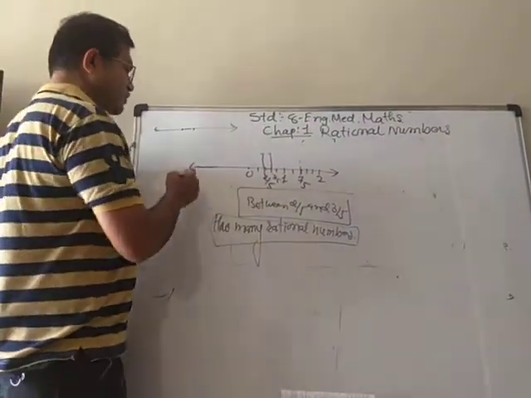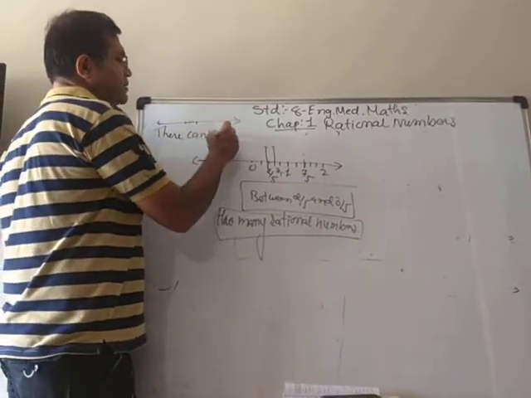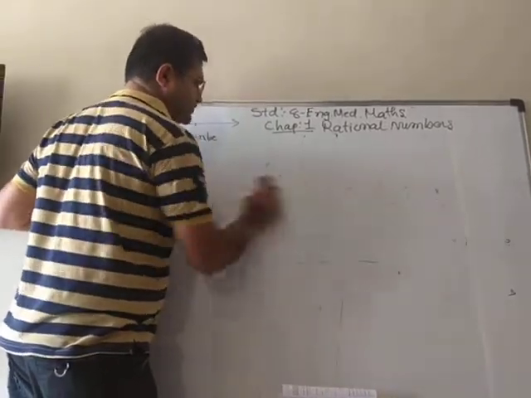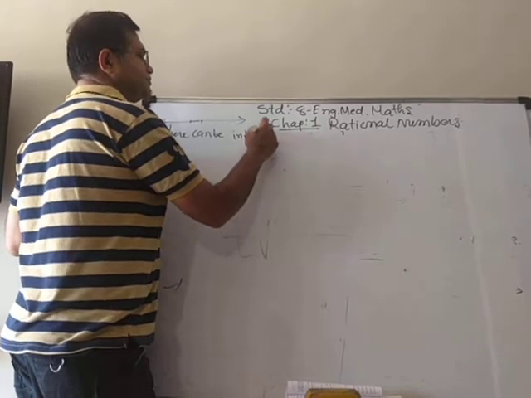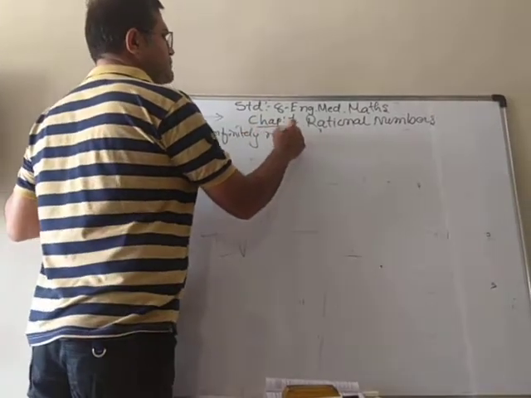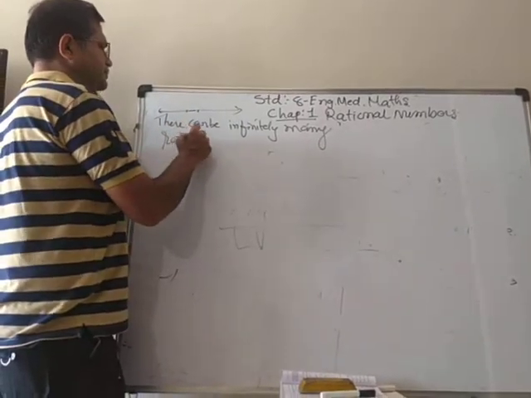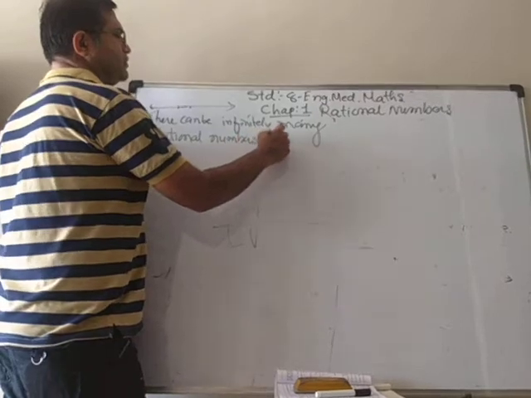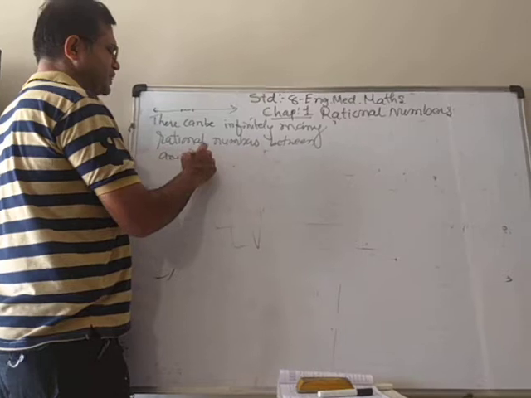So we can write down here that there can be infinitely many rational numbers between any two rational numbers.